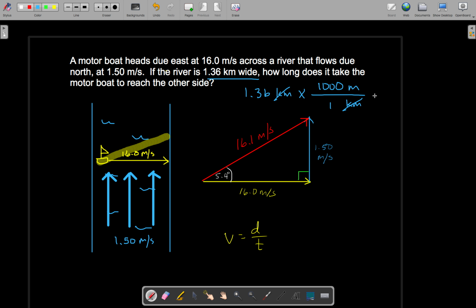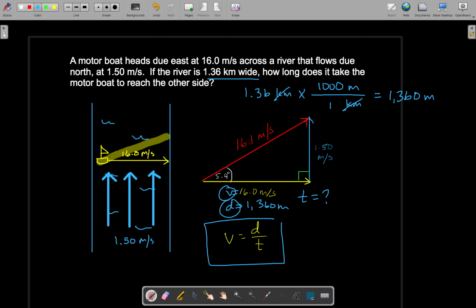So you're basically taking 1.36 kilometers and multiplying it by 1,000. And at the end, you should get 1,360 meters. This right here is the distance of the river from point A to point B, so I'm going to write that down here. The 16.0 meters per second is my velocity going in that direction, and my distance in that direction as well is 1,360 meters. Now that you have your velocity and distance, you can actually solve for your time, which is what our question is asking for, mainly by using this equation here.